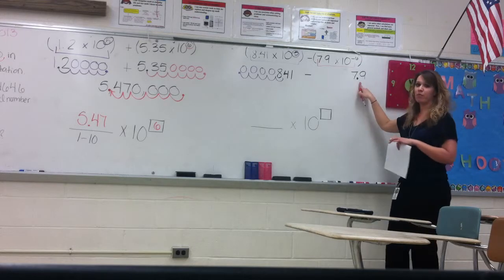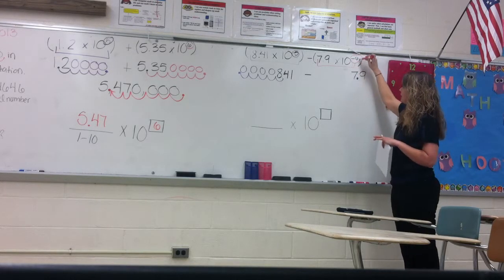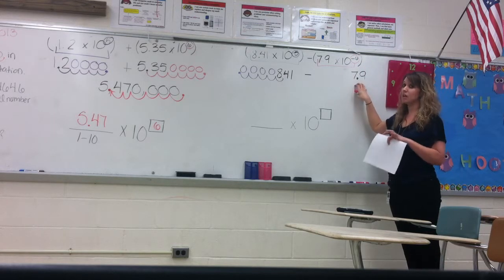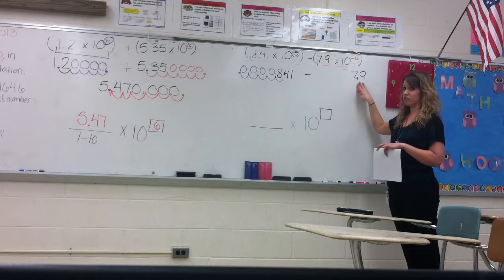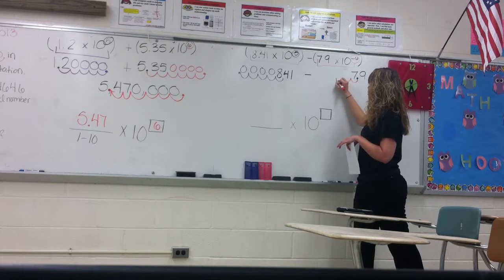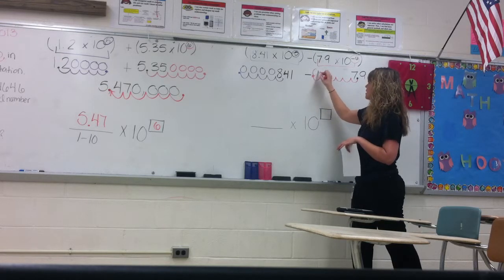Now, this number over here, 7.9, I already have it written there. But my exponent, again, is a negative number. It's negative 6. Negative exponents mean that this number here has to be less than 1. Right now, 7.9 is greater than 1. So I'm going to move it this direction, 1, 2, 3, 4, 5, and 6, and fill in my zeros.